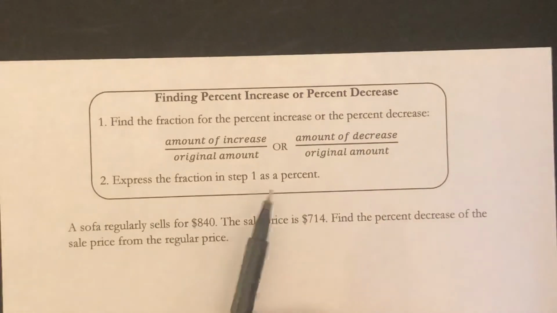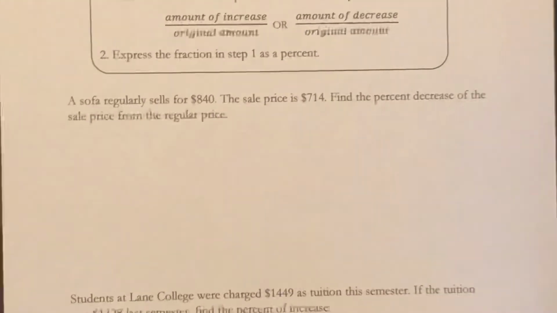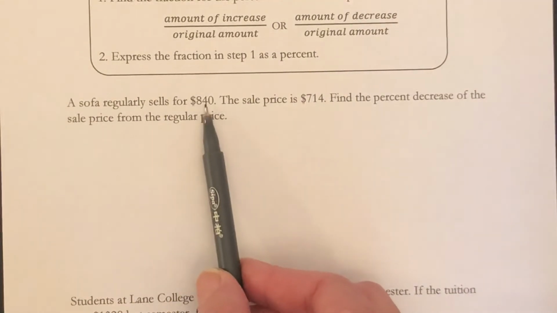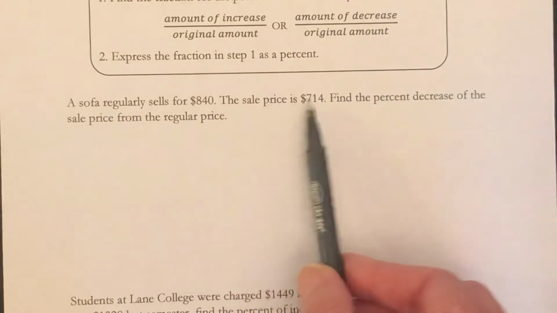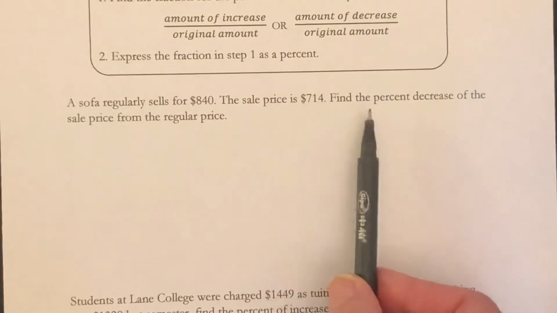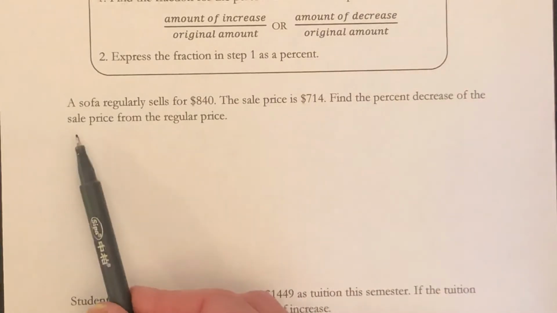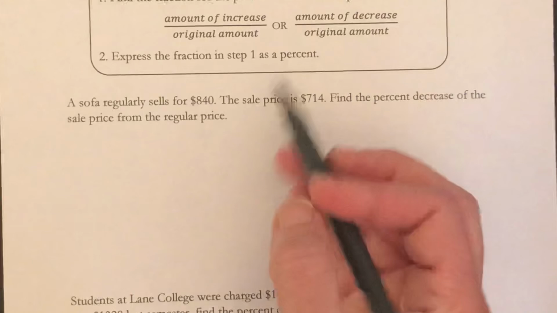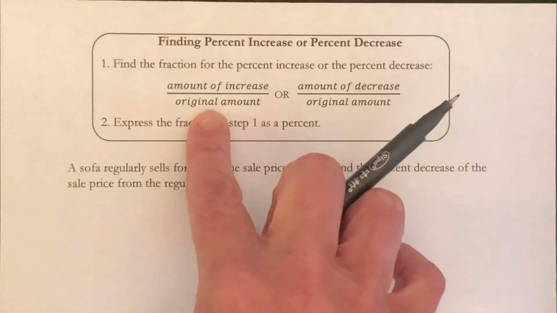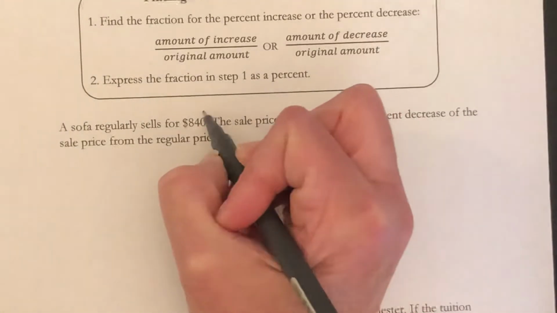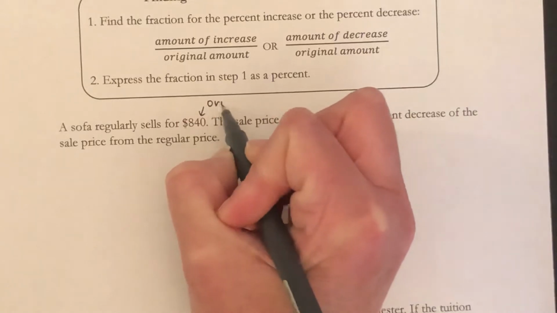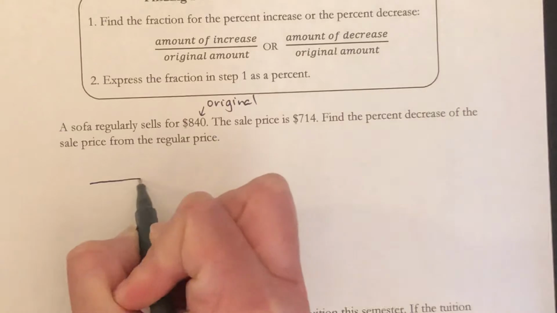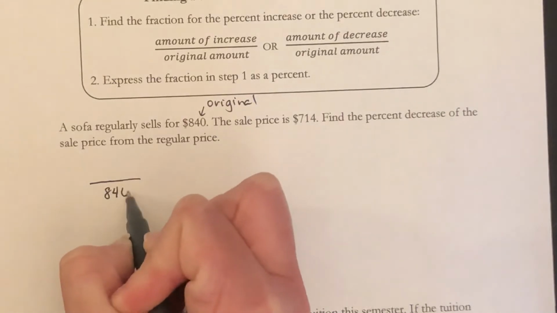Okay, so a sofa regularly sells for $840. The sale price is $714. Find the percent decrease of the sale price from the regular price. Well, what we do need to do is make sure that we've identified the original amount, and this is the original. So when we do our calculations, 840 is going to go in the denominator.